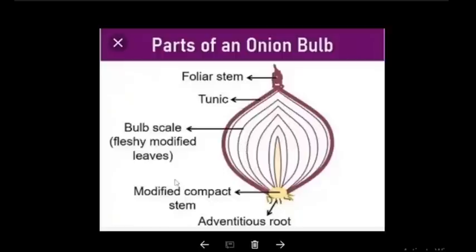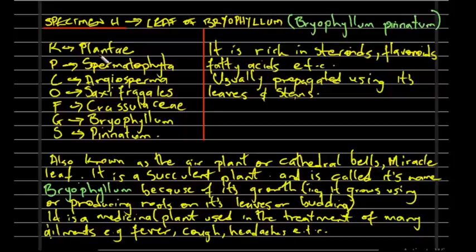And so we move to the next specimen. Specimen H is the leaf of the Bryophyllum. It's a popular plant with very well-known medicinal function. In some areas they call it the cathedral bell. Some people call it the miracle leaf, or it can also be called the air plant. These are all names that have been given to this particular plant just because of its medicinal function.